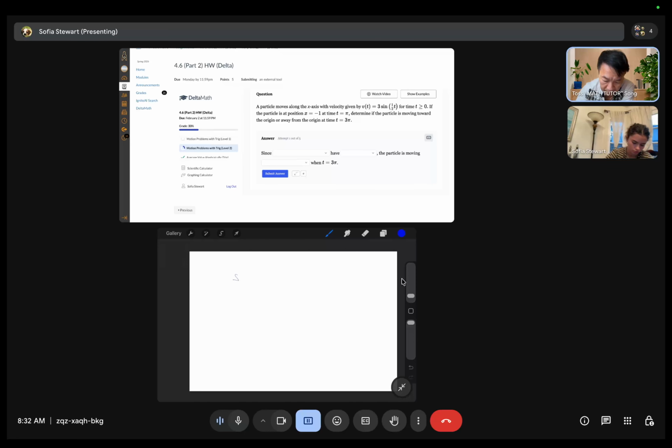For the particle, the position is going to be the integration of the velocity, which is 3 sine of 1/2 t dt. Okay, so we'll do that first, and then we'll plug in what they give you.